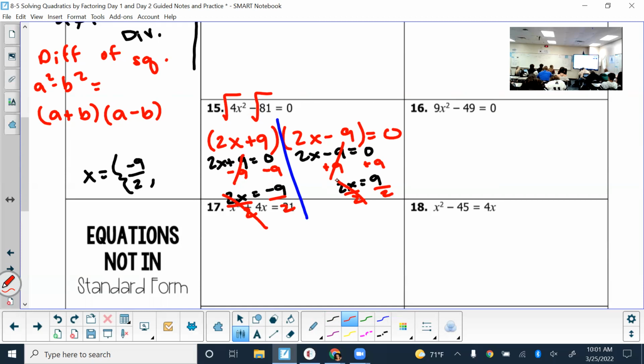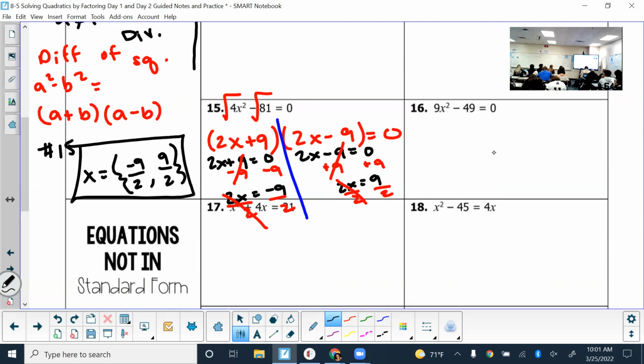All right, what's the other solution? 9 over 2 is correct. So you should have a negative 9 over 2 and a positive 9 over 2 in your curly braces for number 15. So questions on this one? All right, you try number 16, give you 90 seconds. And then we're almost done, but we still have a little bit more to do.